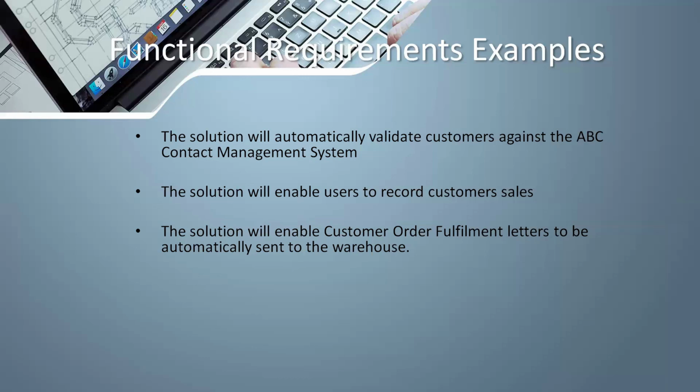Third, the solution will enable customer order fulfillment letters to be automatically sent to the warehouse. So when a customer places an order, it should generate a fulfillment letter. That is automatic. The moment the customer places an order, it should generate that letter to the warehouse. So this is the way we write requirements, and we will be writing requirements, as I said to you earlier also. We will learn slowly to write requirements, and this is the core job, so we have to spend more time here.